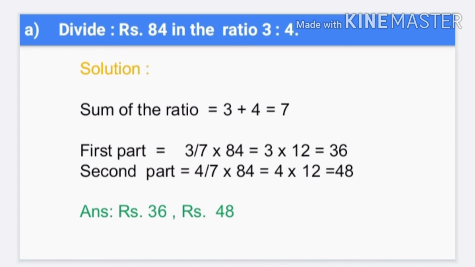Second part, take consequent and divide by sum of the ratio. So 4 by 7 into 84. Cancel 7 and 84. 7 into 12 equal to 84. Equal to 4 into 12 equal to 48. The answer: rupees 84 divided in the ratio 3 is to 4 is rupees 36 and rupees 48.